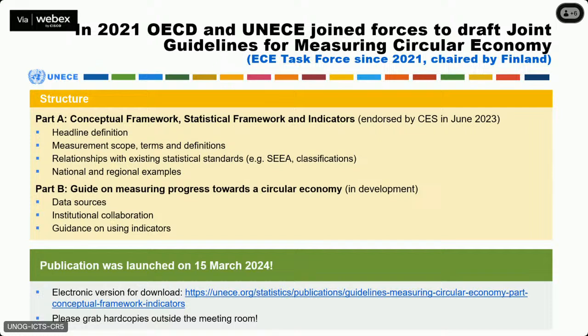And then there will be part B that we are currently working on. And part B consists of, as mentioned, the conceptual framework, the statistical framework and indicators. And there is the headline definition, measurement scope, terms and definitions, relationships with existing statistical standards. And this is the part that also includes 1 chapter for SEEA and classifications. And there are also some national and regional examples.